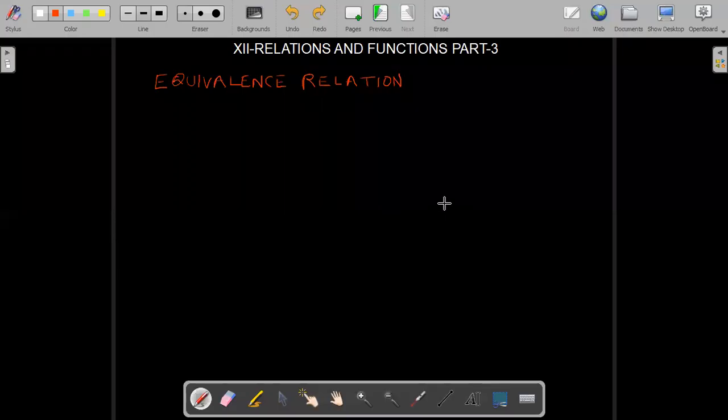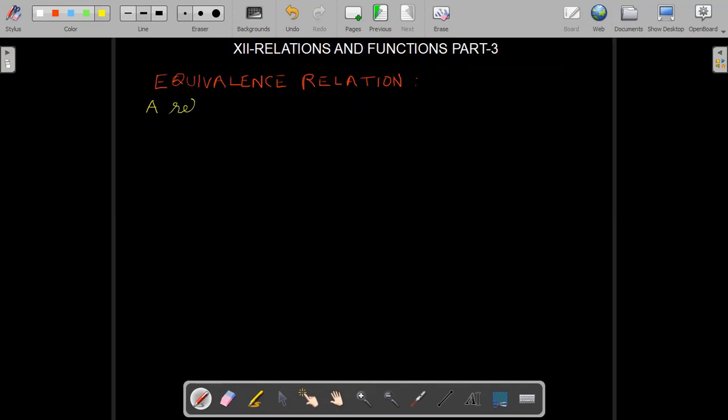So today we will see first what is equivalence relation. As we have seen the three types of relation, reflexive, symmetric and transitive. If a relation is reflexive, symmetric and transitive, then it is called an equivalence relation.